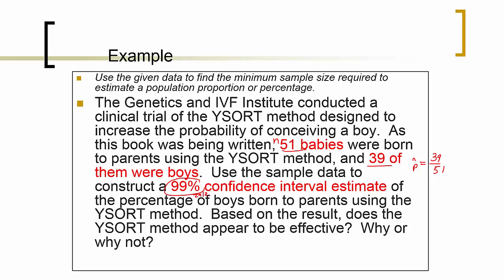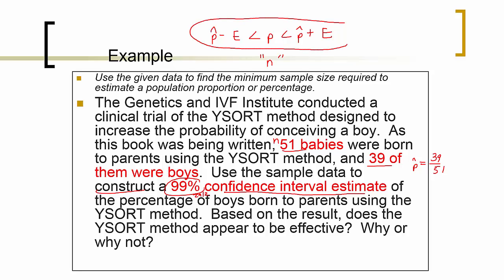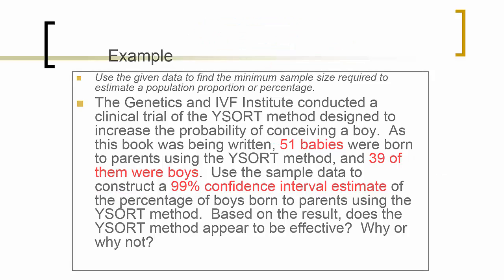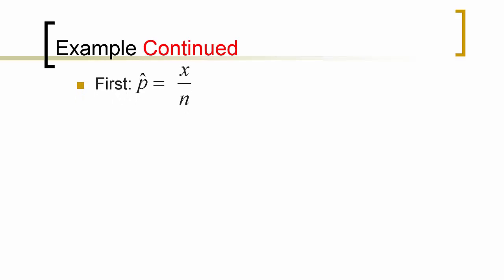So we have a choice here on the formulas in this particular lesson. We either are going to do p-hat minus margin of error is less than p, less than p-hat plus margin of error. That's a confidence interval estimate. Or we're going to do the N formula, which is a sample size formula. Now this says construct a confidence interval estimate, so I'm doing this formula where I need to know the margin of error. When I divide 39 by 51, I get 0.76.